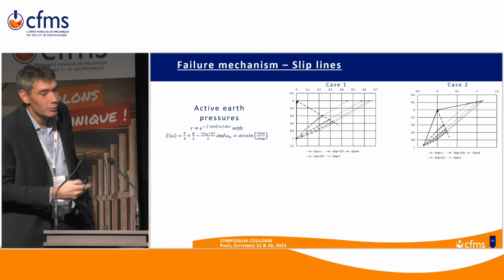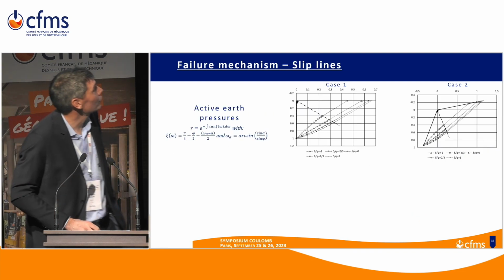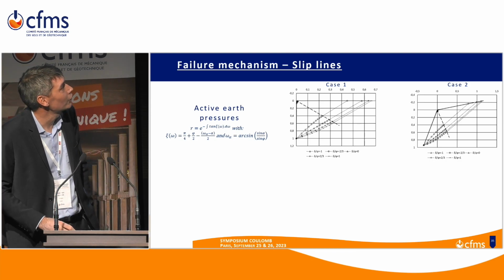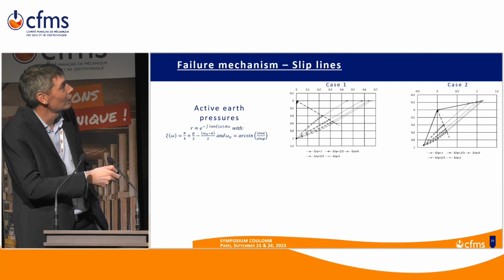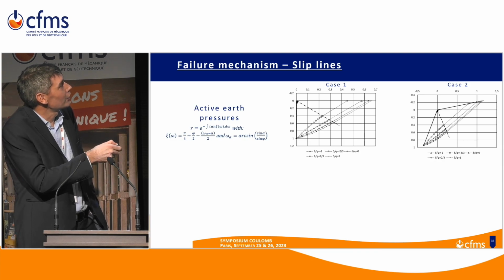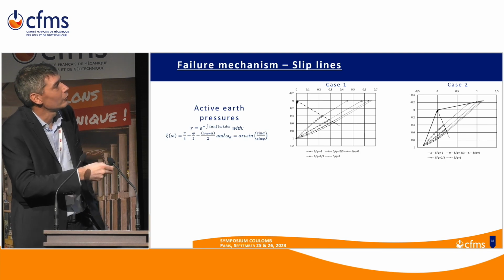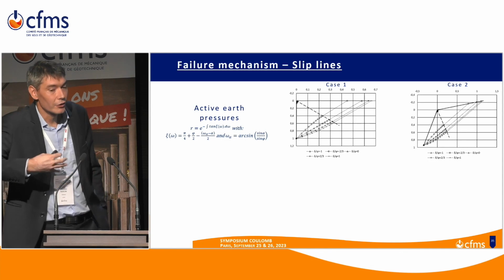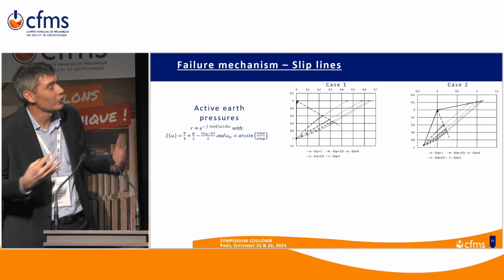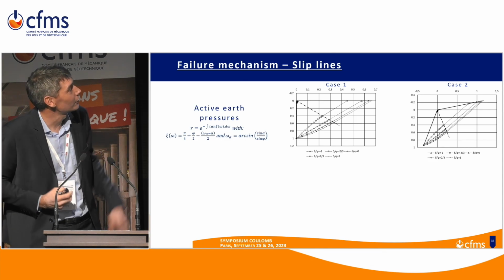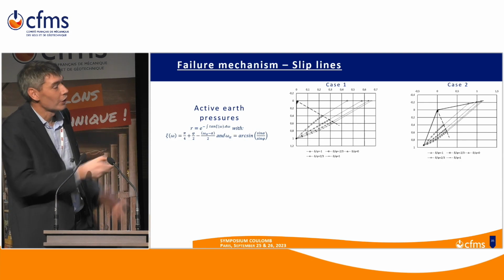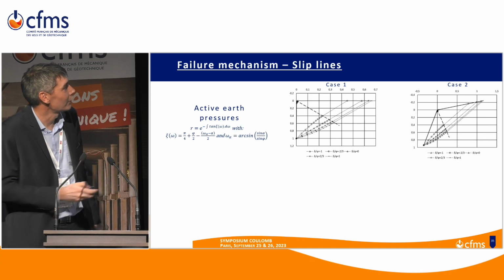Another strong contribution of the work done by Caquot and Kerisel was the possibility to plot the failure mechanism, and especially the slip lines, when we have calculated the stress inclination. So we can plot the slip lines, and for the active state, we see that the slip lines are straight, which explains why the Coulomb theory and the Caquot-Kerisel theory give very close results. For case 1 and for case 2, the slip lines are more or less straight.